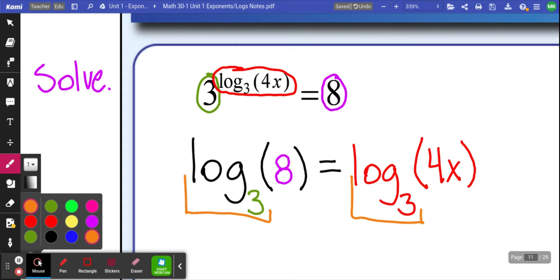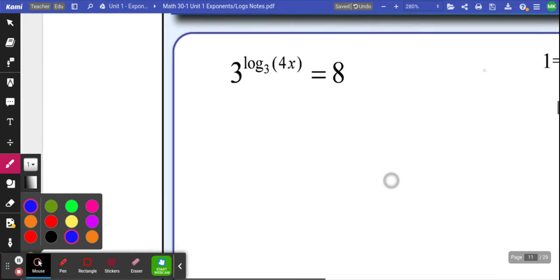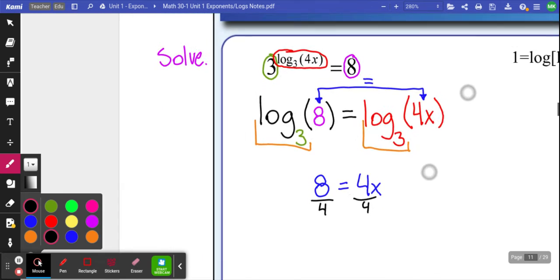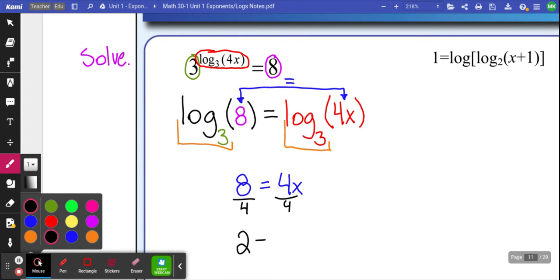That means if I could make these arguments equal each other, then both logs would equal each other. Fair to say? So if I could make 8 equal 4x, then both logs would equal each other. You're going to divide 4 to the other side. That means 2 equals x.